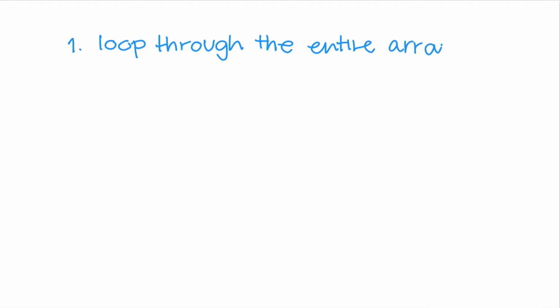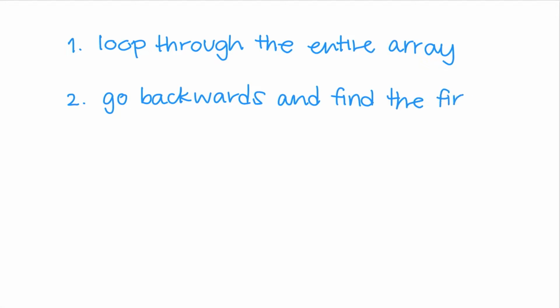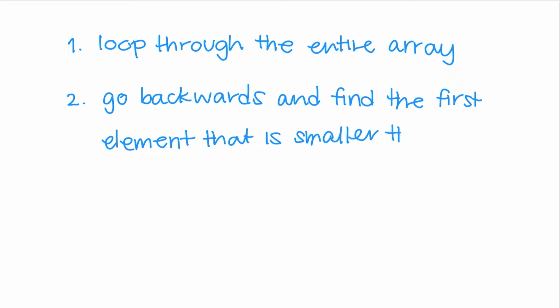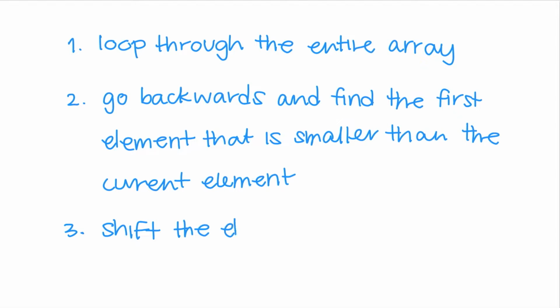So where do we start? We know that we have to go through all the elements in the array, so let's write down: loop through the array. Next, we have to find the element that is just smaller than the current element, and we can do this by going backwards from the current position to the beginning of the array, and then find the first element that is smaller than the current one. Once we've found where to put the element, then we shift some parts of the array to the right by 1, so that the current element can fit in.